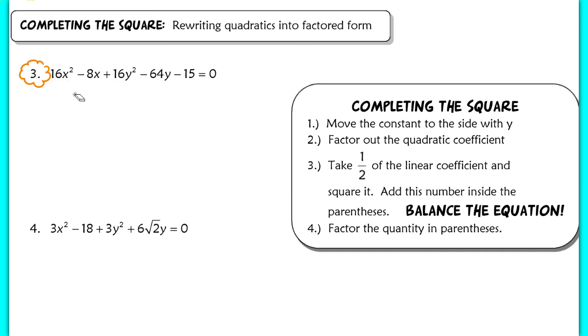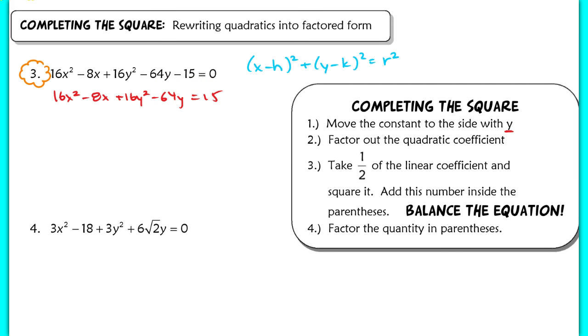So what we're going to do is rewrite this in standard form. We want it to look like this: (x minus h) squared plus (y minus k) squared equals r squared. So what we're going to do is actually complete the square so that we can get it to look more like this. We're going to just follow these steps here off to the side. The first step says move the constant to the side with y, or just where it's 0 on the other side. Okay, so we don't have a y here, but let's pretend like that had been a y. It's the same idea. So we can move this constant, the 15, to the right hand side. So we have 16x squared minus 8x plus 16y squared minus 64y equals 15.